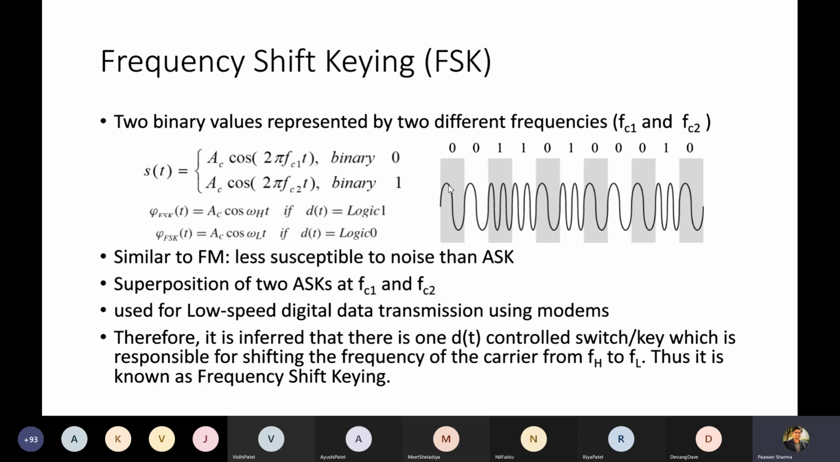So we can say that FSK is a superposition of two ASKs at FC1 and FC2. Though the amplitude is constant, it is again representing some constant value. So this is an ASK at FC1 and this is an ASK at FC2. Remember, FSK is equivalent to a superposition of two ASKs at FC1 and FC2. You all agree with this?